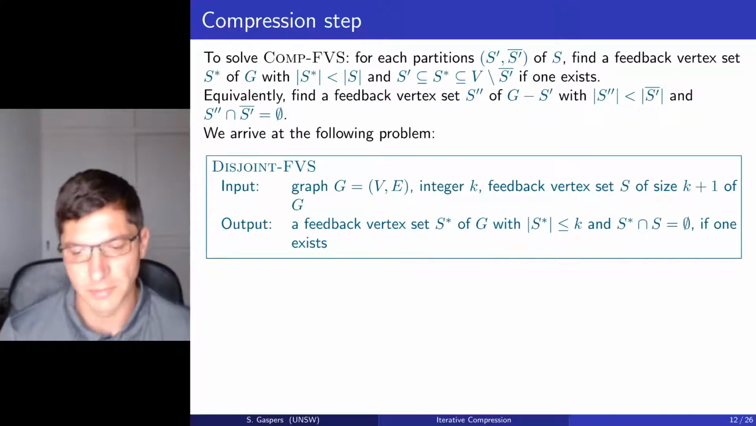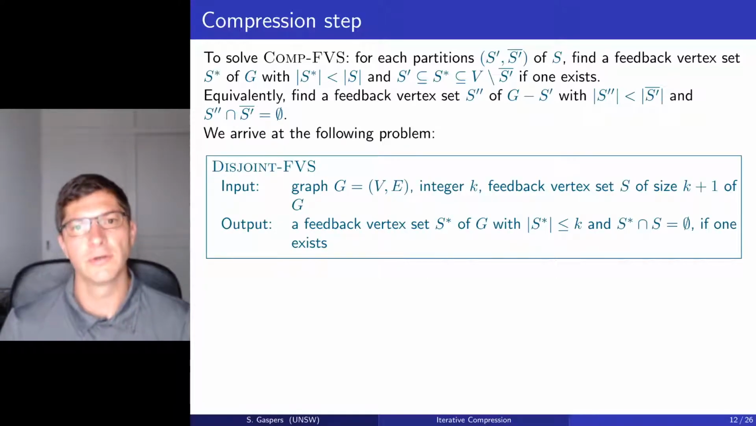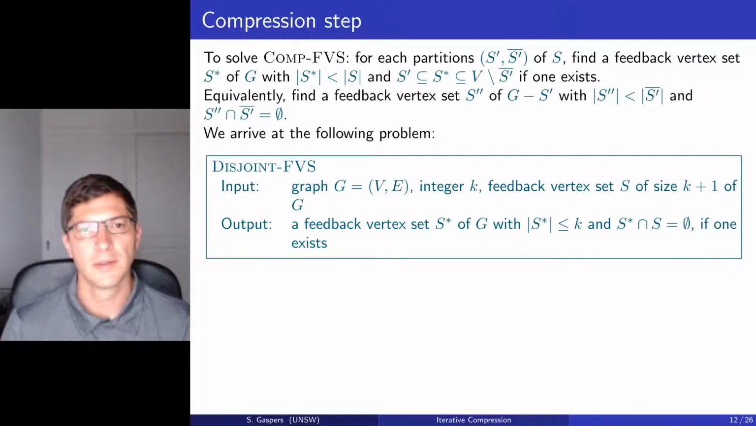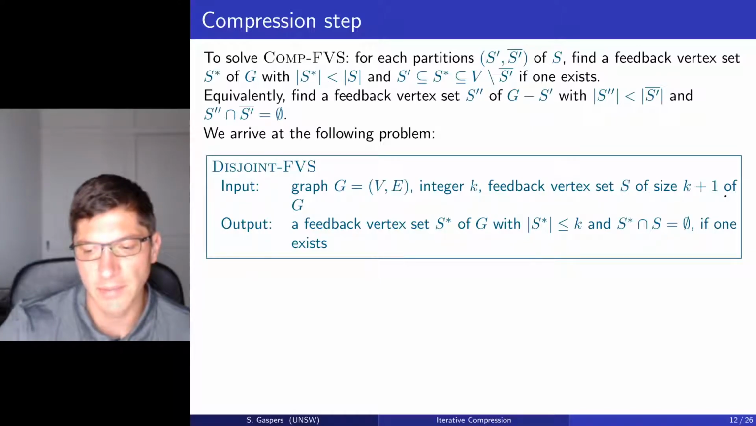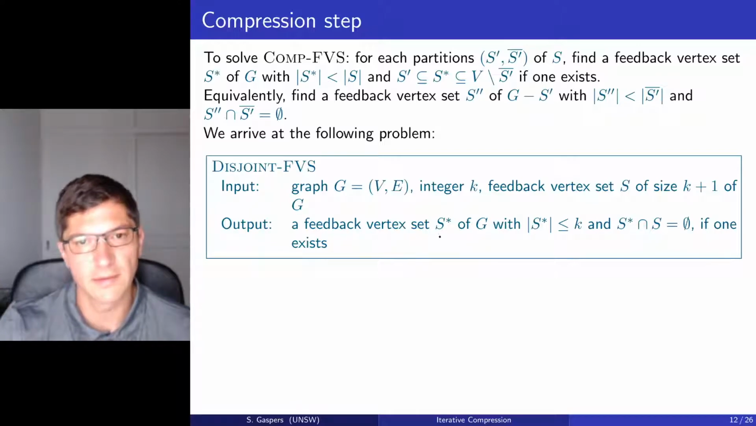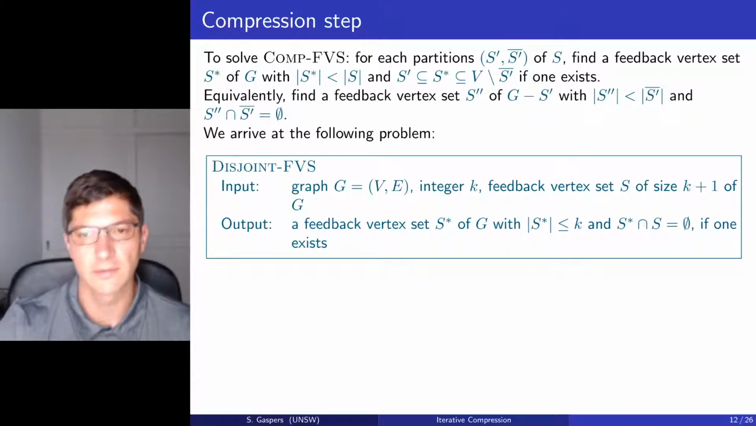So this gives us the following problem. It's called disjoint feedback vertex set. The input is a graph G and an integer k, and a feedback vertex set S of size k plus 1 of G, and the output is a feedback vertex set S star of G of size at most k, and it should be disjoint from S. So S star intersect S should be empty. And of course we want to find such a feedback vertex set if one exists.